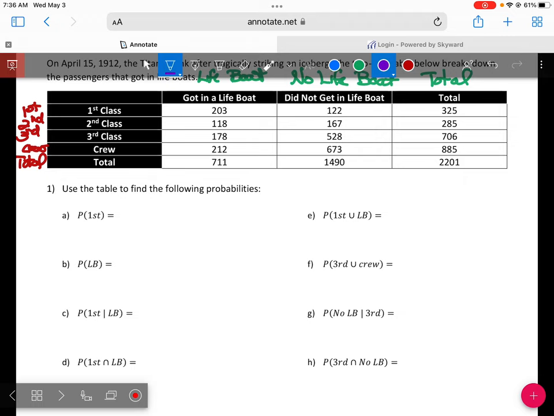325 over 2,201. That is correct. So first class, we're looking at all people in first class. So you've got to go to the total, which is 325. It is not a conditional statement. There is no vertical line. So I need to put that over my total, which is 2,201.